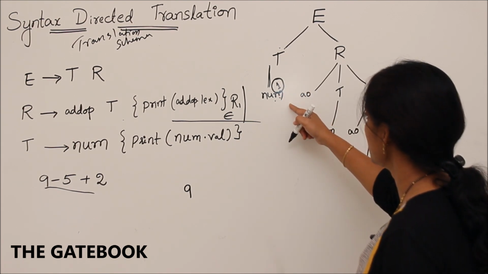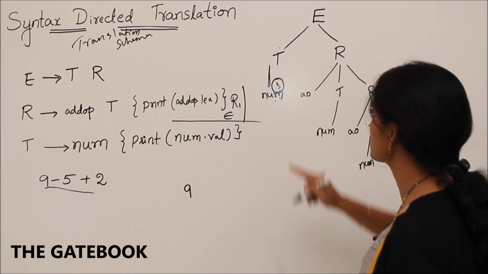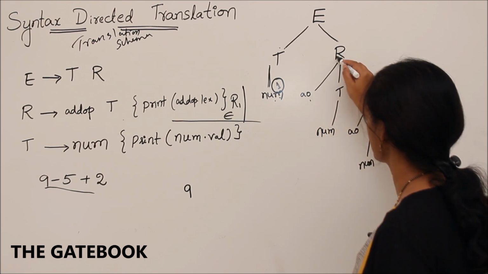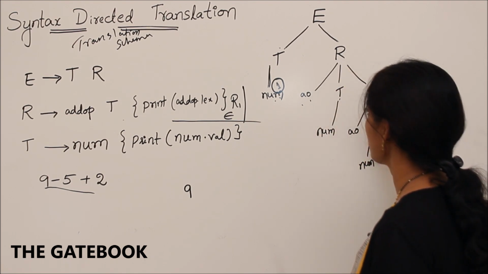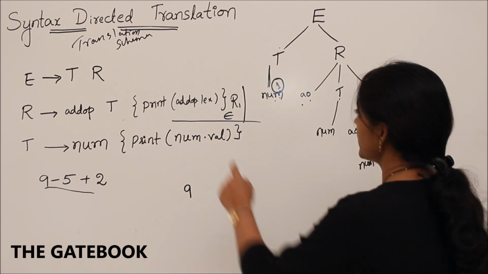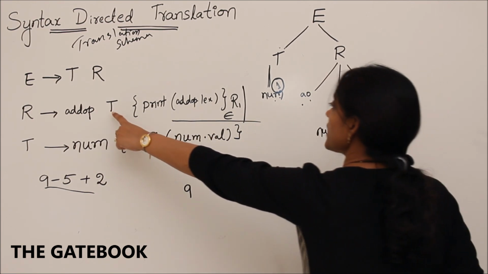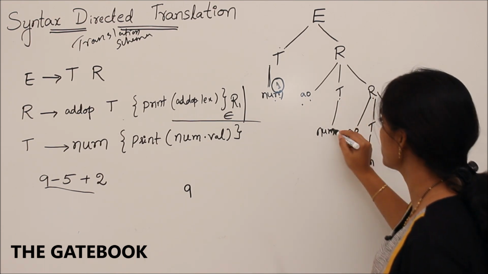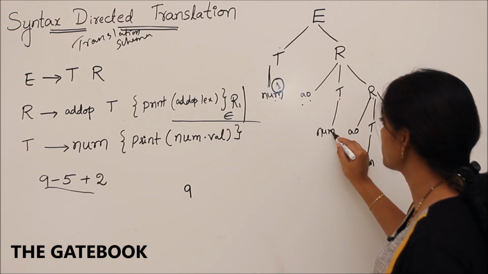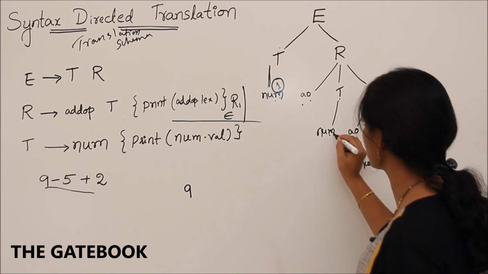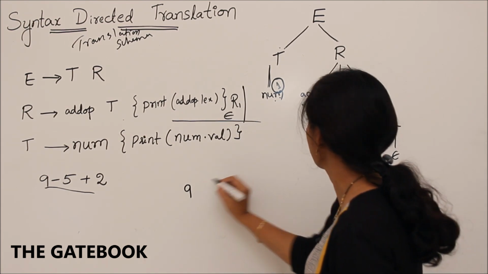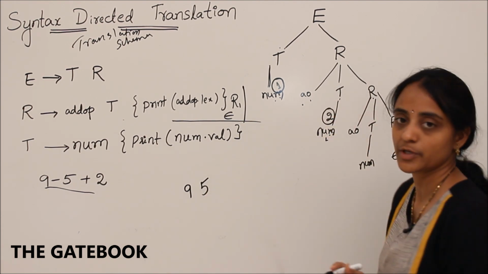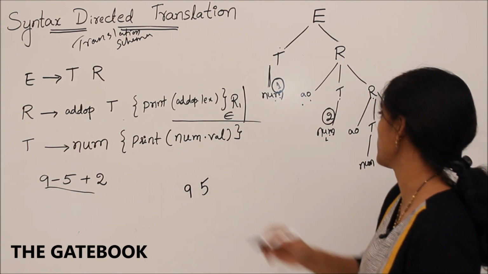Next, after that, which one needs to be applied? After that we are replacing R with AOTR. Here we need to apply this semantic rule after evaluating T, right? So first we should evaluate T. T derives num. In this case what should we print? We should print the num value. What is the number here? It is nothing but 5. So this is the second production for which I apply the semantic rule.